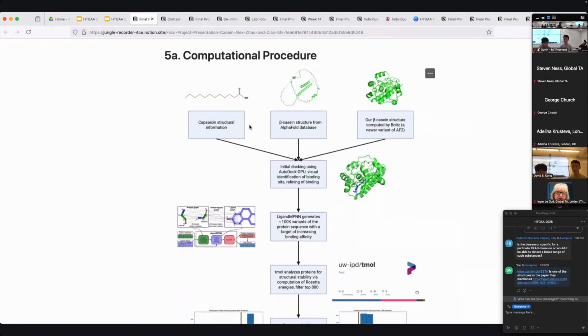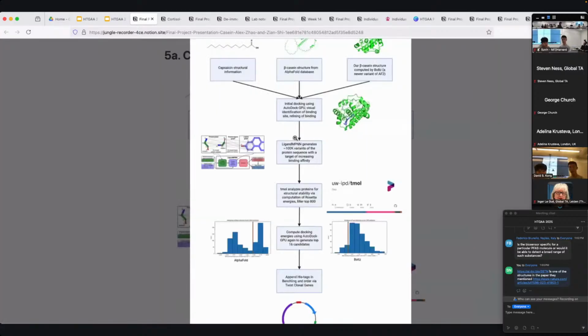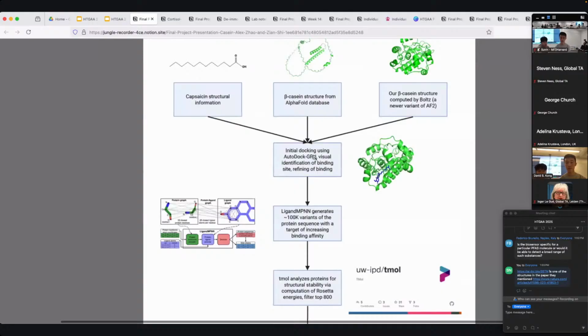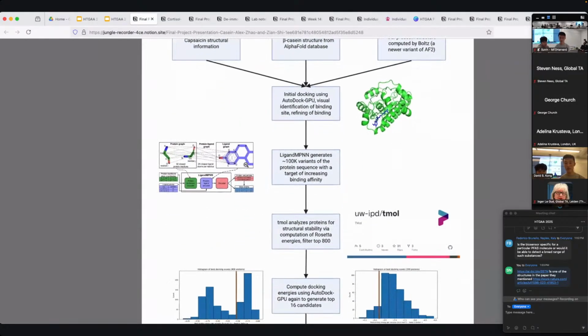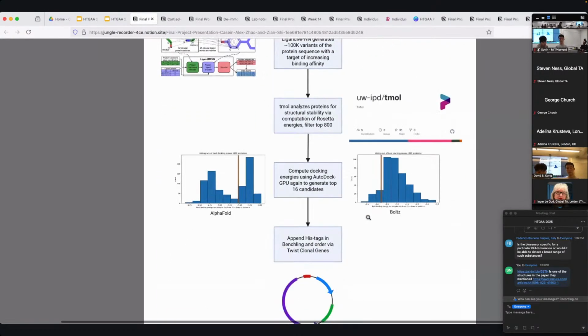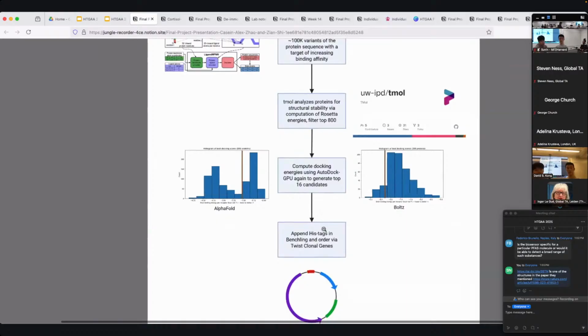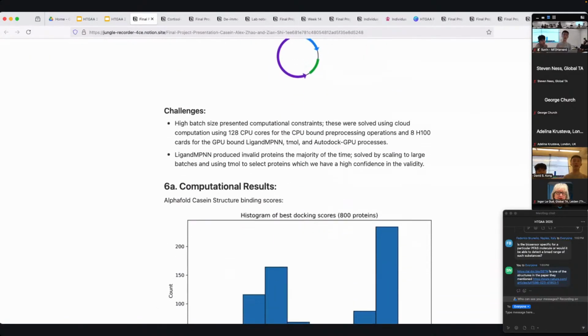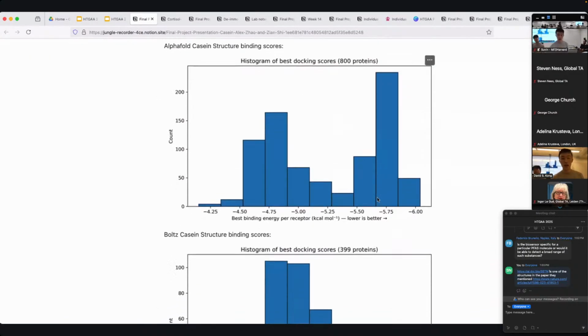Okay, so I can talk a bit about computational procedures really quickly. Basically, we take structural information about how these proteins are shaped, AutoDock them, use LigandMPNN to generate a huge bunch of possible proteins, and then screen them, first with TM-score, then AutoDock again. And then we got a top 20. We added His tags in Benchling and ordered Twist clonal genes in the pET-28 backbone. So we filtered about 100,000 proteins down to about 16.